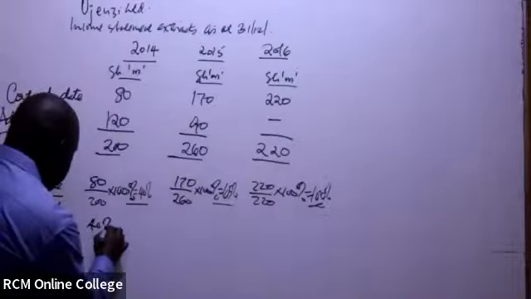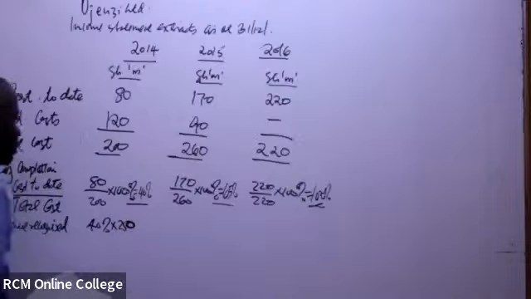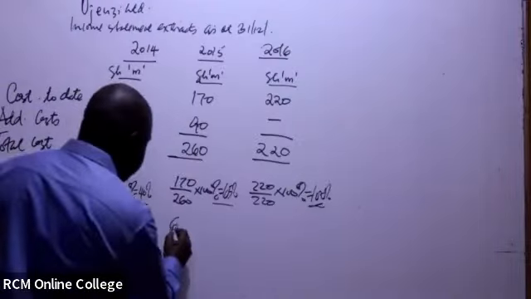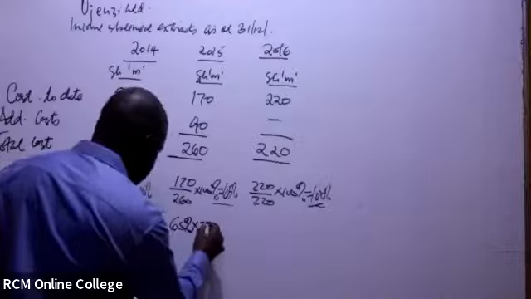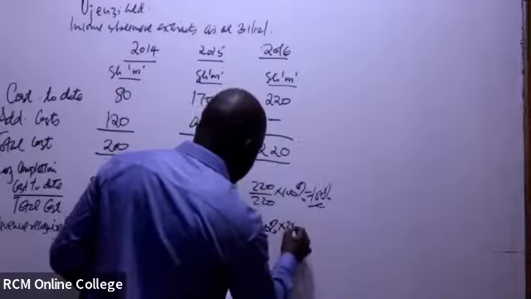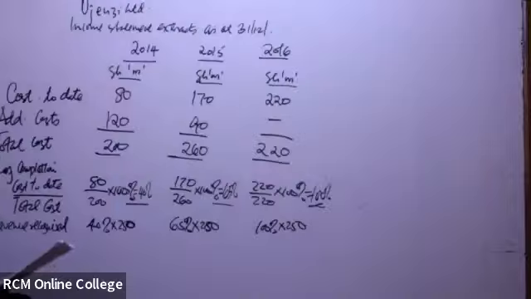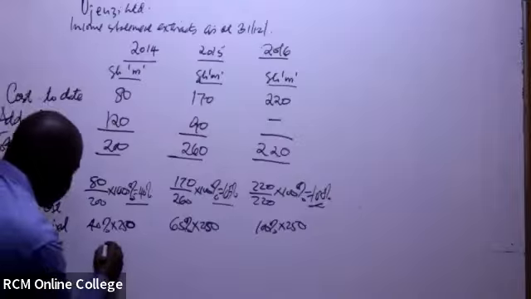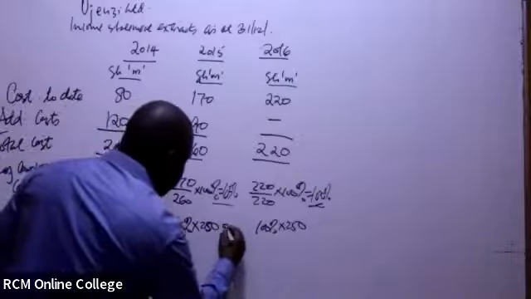40% multiplied by 250. This one will likely be 65% multiplied by 250. Then this one will be 100% multiplied by 250. So 40% of this you get 100. So this one will be equal to 100.